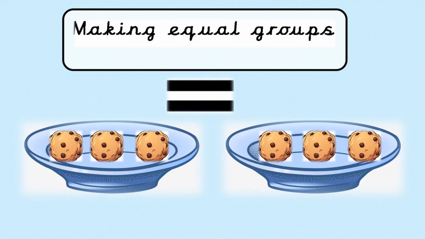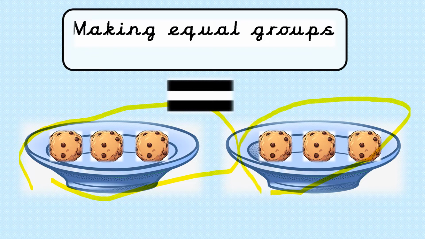So fair sharing is all about making equal groups. Now, in year one, we have been doing lots and lots of work around the equal sign and what equals means. We know that equals means the same amount as. So I would like you to have a look at these cookies. How many groups can you see? Well done, there's two groups. There's a group over here, one, sorry about my messy circles. And there's a group here, two.